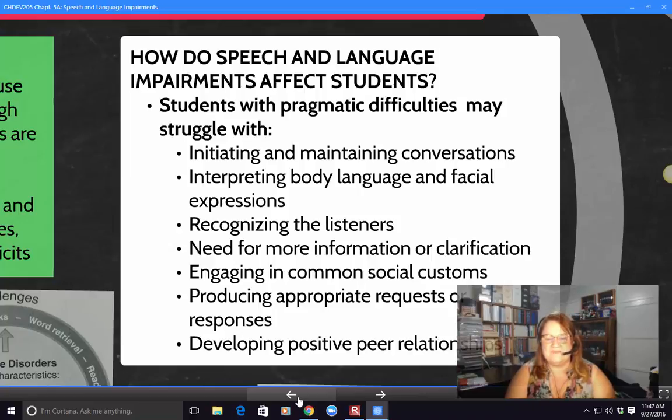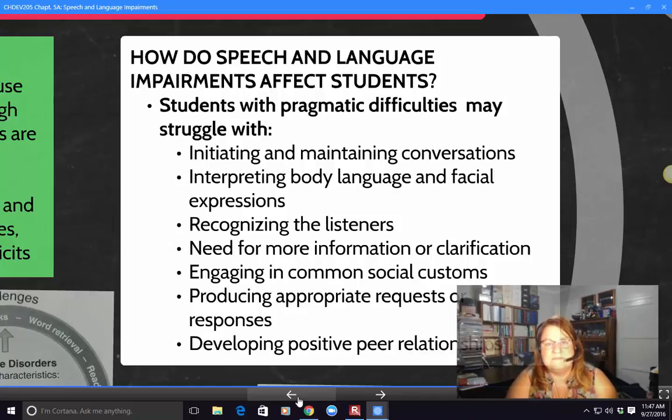So there's a lot of different things that pragmatics can affect. Again, social customs are off. Like, you don't say, "Yo, what's up, grandma?" You know, right? Maybe you would, but maybe you're just using slang language. But if somebody can't understand the difference between how to speak to a teacher and how to speak to a peer, that's a pragmatic issue, okay?